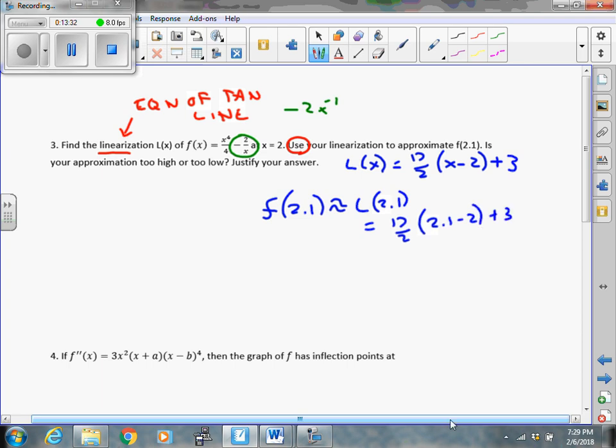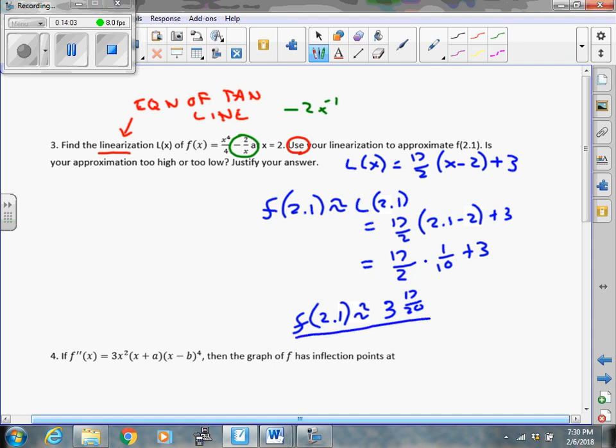The beauty of this is we can actually do this by hand. It's not always glorious like this because we've got all these fractions, but 2.1 subtract 2 is 0.1 or 1/10. So I'm going to write 1/10 plus 3, which means my function approximation in decimal form comes out to approximately 3 17/20.